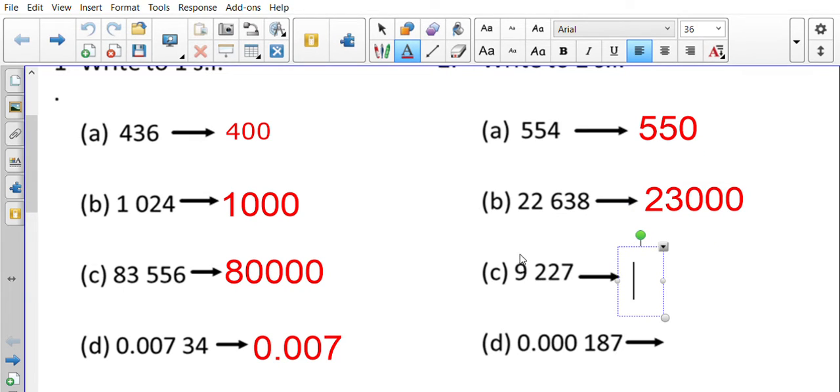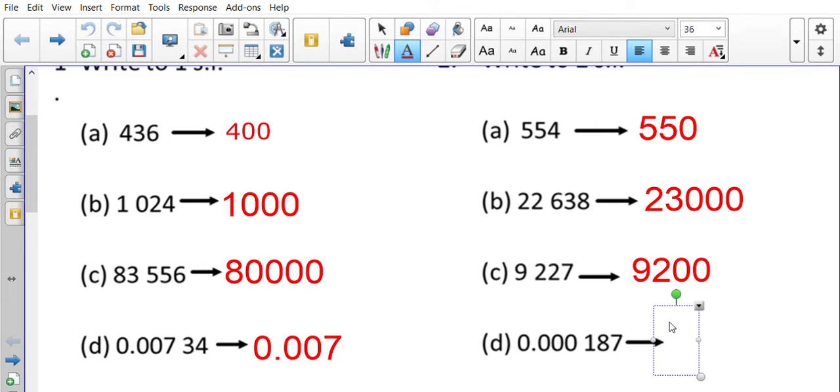Part C, 9's your first significant figure, 2's your second. The third one's a 2, which means your second number, which is a 2, can stay the way it is. So 9, 2, replace the other numbers with zeros. So 9,227 becomes 9,200.